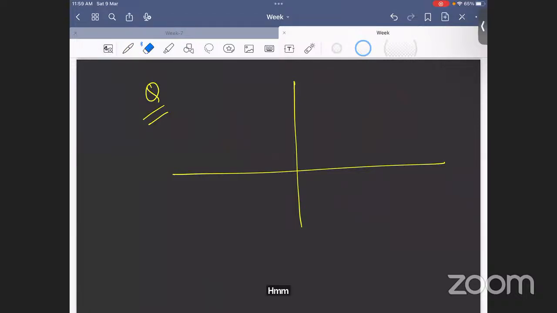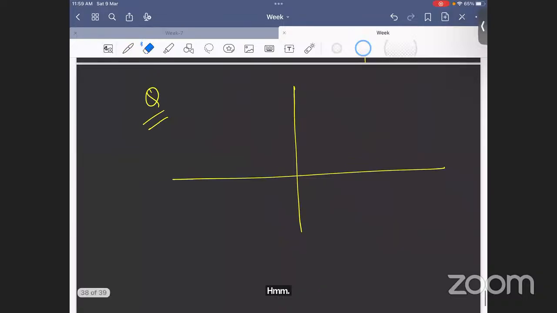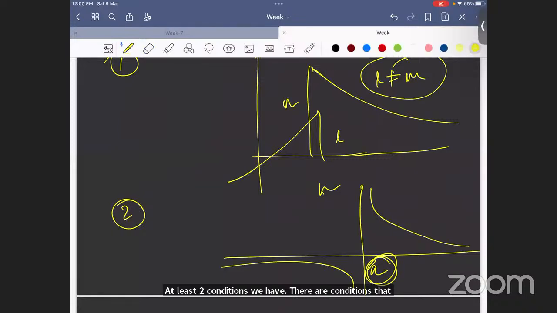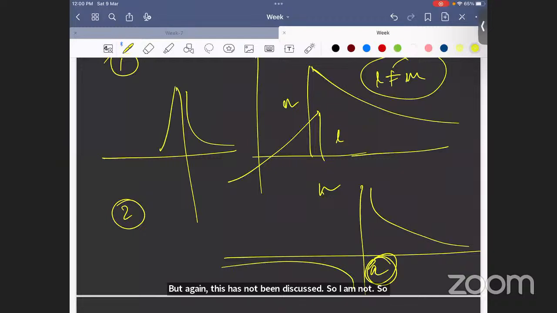At least 2 conditions we have discussed. There are conditions that I guess have not been discussed, whenever you are having something like this. But again, this has not been discussed. So let's take, for example, a function like this. For this type of function also, the limit doesn't exist.